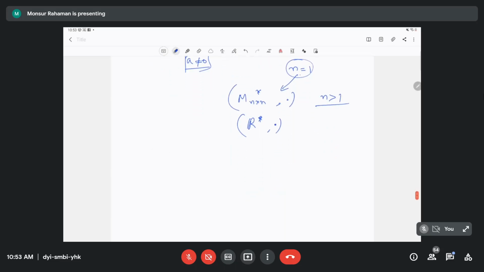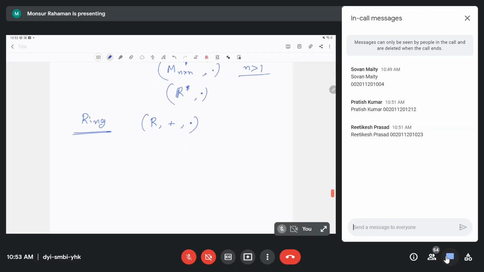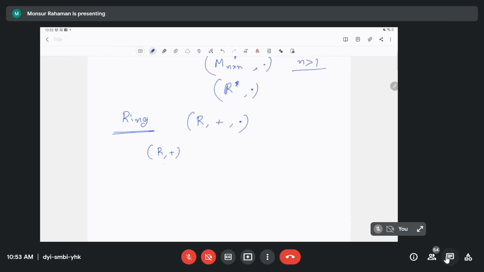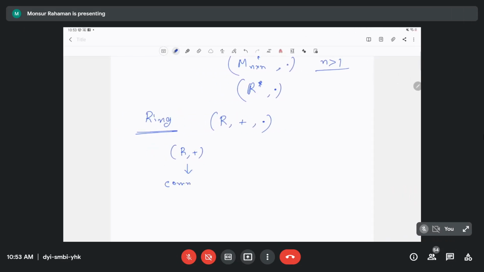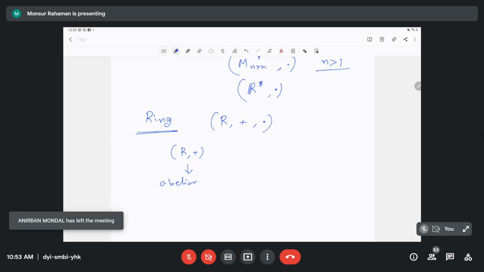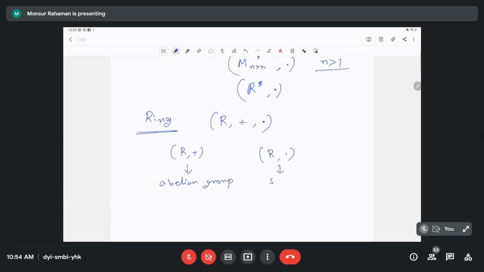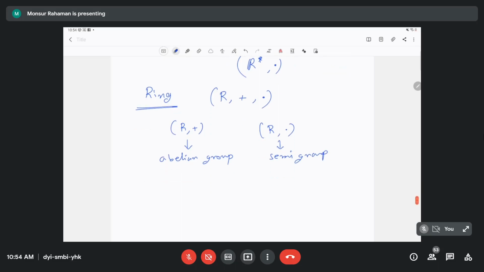So now there's another structure. It is called a ring. It is with two separate operations. Basically R plus has to be an abelian group, a commutative group, and R dot has to be a semigroup, and then it will be a ring. Abelian group means five conditions have to be satisfied.